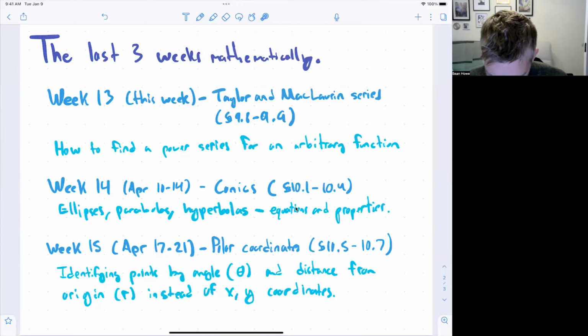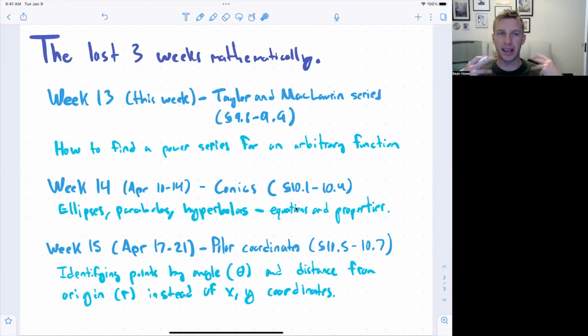And then finally, in week 15, we shift gears a little bit, and we're going to talk about polar coordinates. That's sections 10.5 to 10.7 in the textbook. The idea is that instead of identifying a point in the plane with its x and y coordinates, you identify that point by saying what angle theta you rotate to off of the x-axis, and then how far you go from the origin. So you rotate some angle off the x-axis, and then you go some distance in that direction, and that takes you to some point.